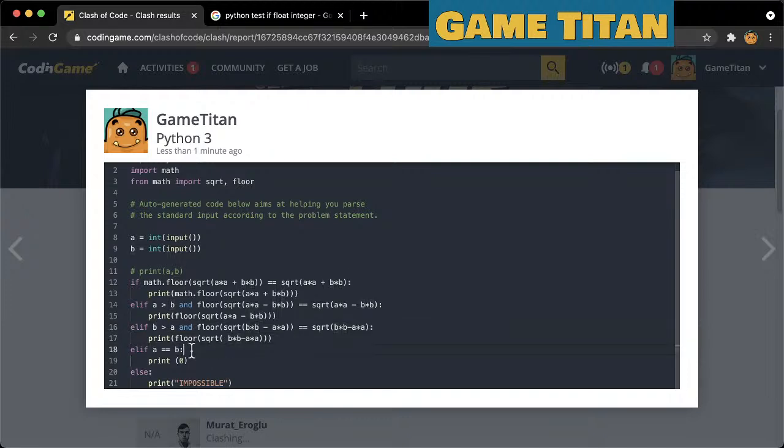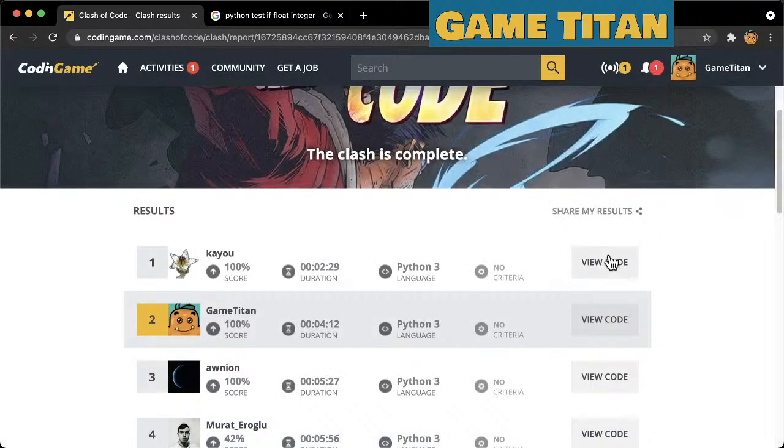And then they had one other case, which I was not thinking about because even though it is a Pythagorean triple, it's not actually a triangle. Check my solution.